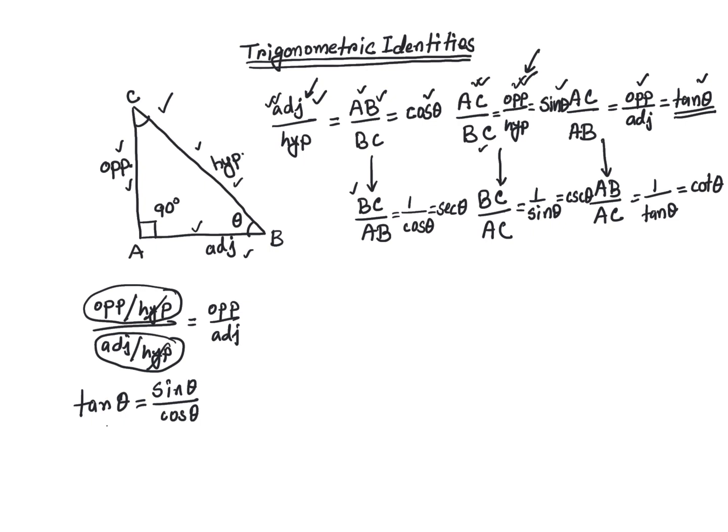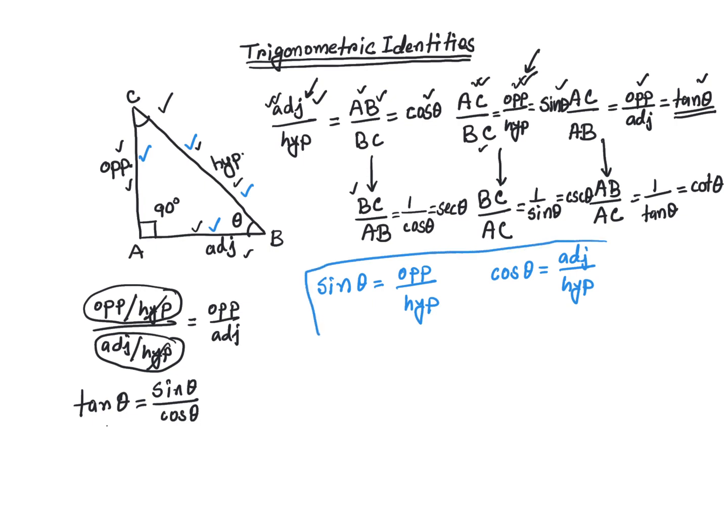However, if you look at it, your most basic ones are the sine of theta and cosine of theta. So sine of theta is opposite over hypotenuse. And cosine of theta is adjacent over hypotenuse. And these are the two things that I want you to remember. If you remember these two, then you can derive everything else.